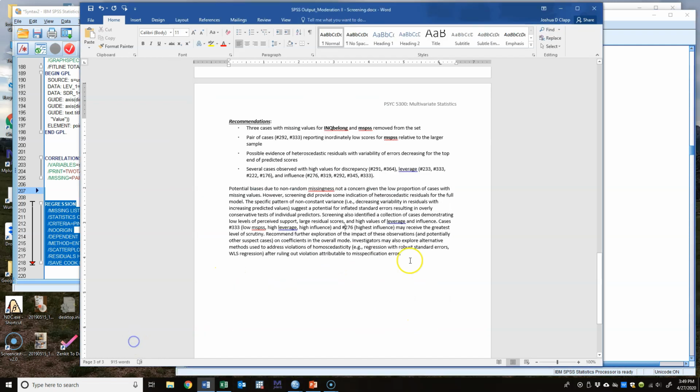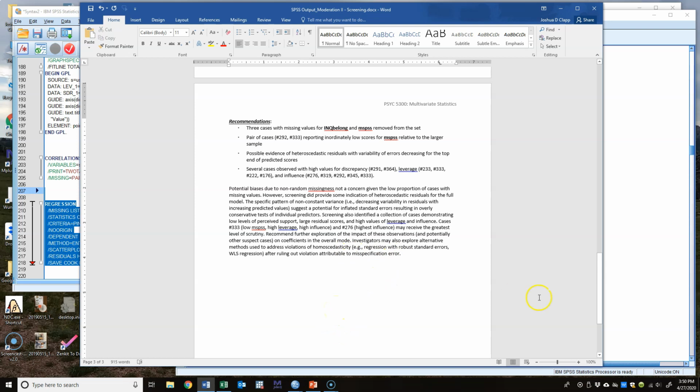So in terms of our write-up, we'd say we want to take a look at these. Also, we could explore alternative methods to address potential violations of homoscedasticity. This could be regression with robust standard errors or WLS, weighted least squares. Weighted least squares probably isn't a great solution, given that we probably need really large samples for that, but there are a couple of things that we could do.